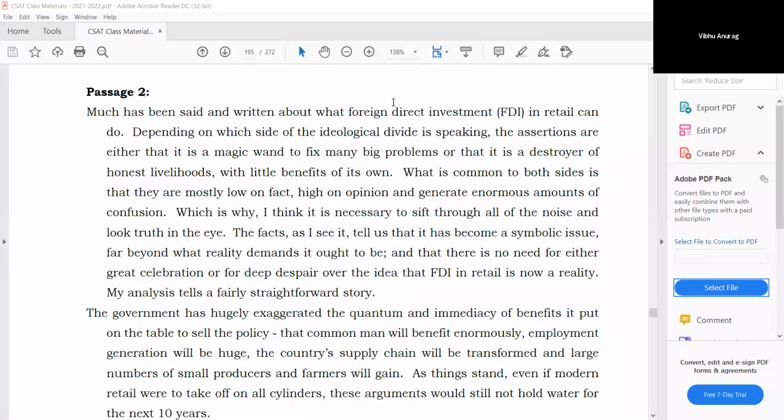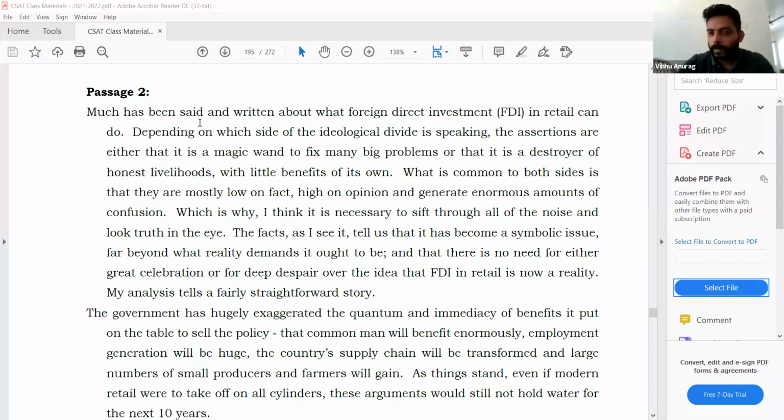Okay, fine. I hope everybody has finished by now. Okay, received some answers also. Partially correct. Okay, let's go ahead and discuss this passage.